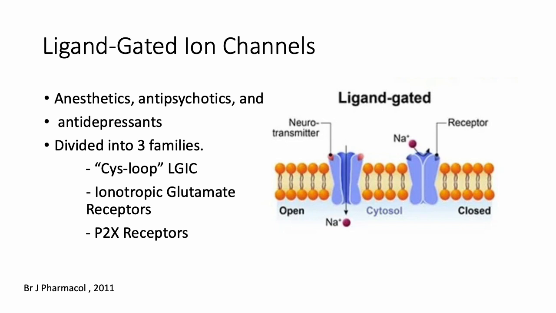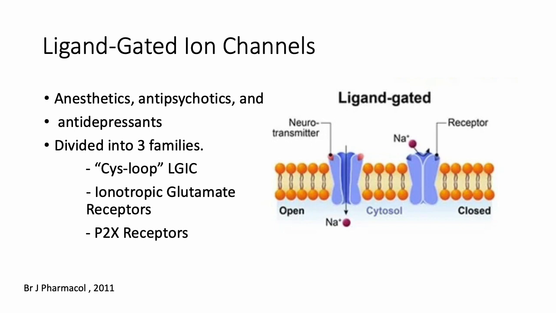Our second type of ion channels are the ligand-gated ion channels. We'll be going over the anesthetics, antipsychotics, and antidepressant side effects, and they are divided into three families: the cis-loop ligand-gated ion channels, the ionotropic glutamate receptors, and P2X receptors. Many drugs like anesthetics, antipsychotics, and antidepressants target ligand-gated ion channels. This ion channel is named accordingly as they respond to a ligand, and they divide into three families depending on their molecular biology and protein structure. Cis-loop is the largest family of all the ligand-gated ion channels.